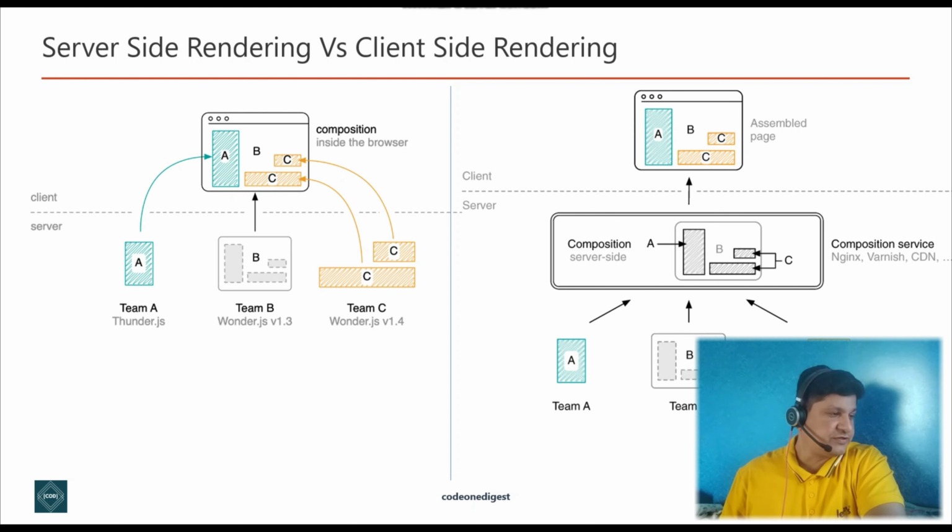This composition server-side rendering component calls all the services, gets fragment A, fragment B, and fragment C, forms the complete page, and then sends it back to the client. Now this component can be an Nginx web server or load balancer or a CDN server. Right friends? Now I hope you are clear on the difference between the client side UI composition and the server side UI composition.